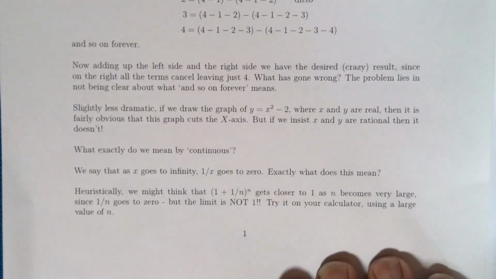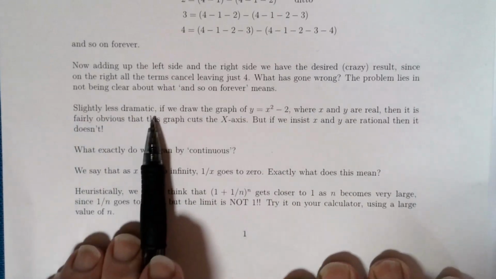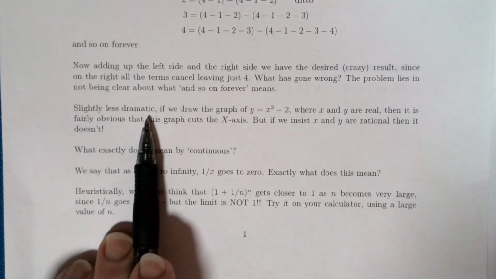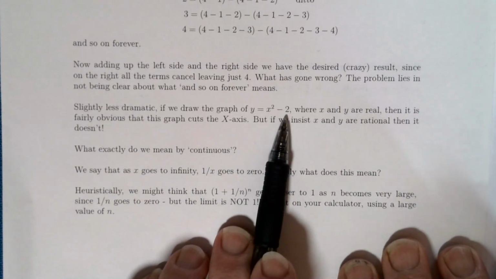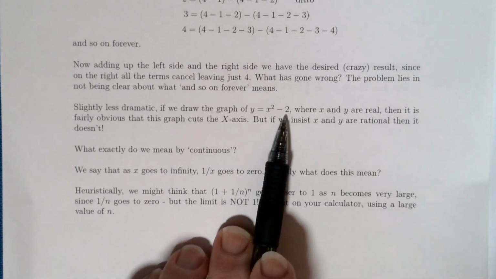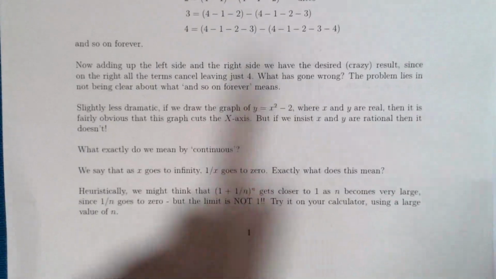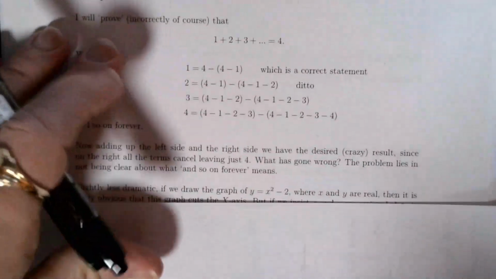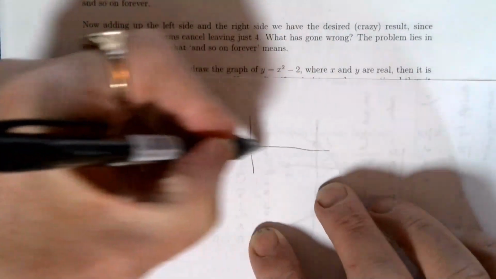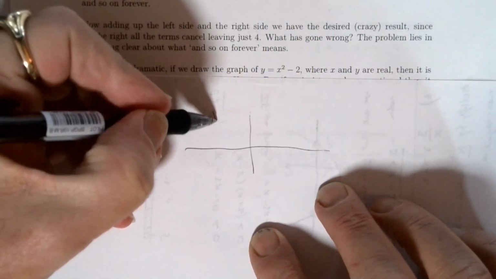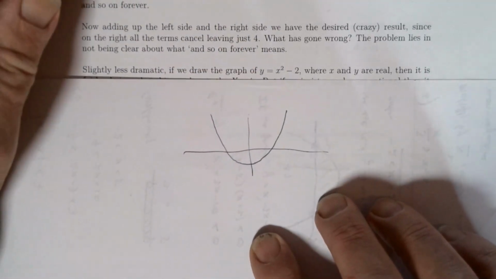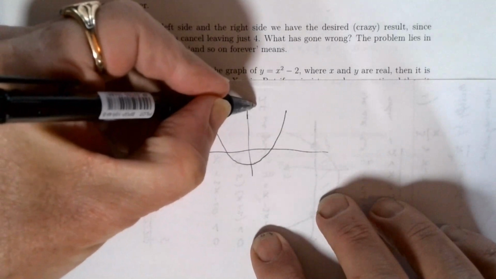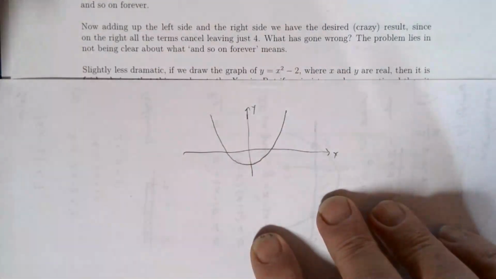A slightly less dramatic example, but one which I think is quite important, is that if we draw the graph of y equals x squared minus 2, you should have a mental picture of that one. I'll just draw it quickly here. So y equals x squared minus 2. It looks like this. It cuts the y-axis at minus 2, and it looks like that. x and y are real, so there's my y, and there's x.